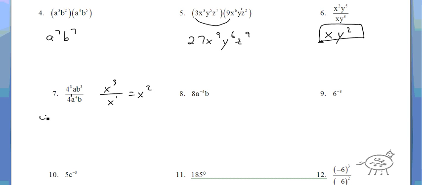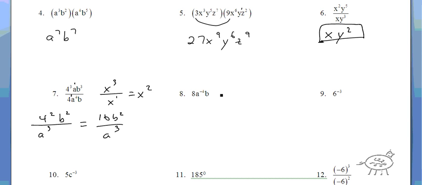So you're going to have 4 squared, and you have a battle of the a's, and the south wins. Remember, that's a 1 here. South wins by 3, and then a battle of the b's. The north wins by 2. And the last step here is you have to simplify that 4 squared. So you have 16 b squared over a cubed.